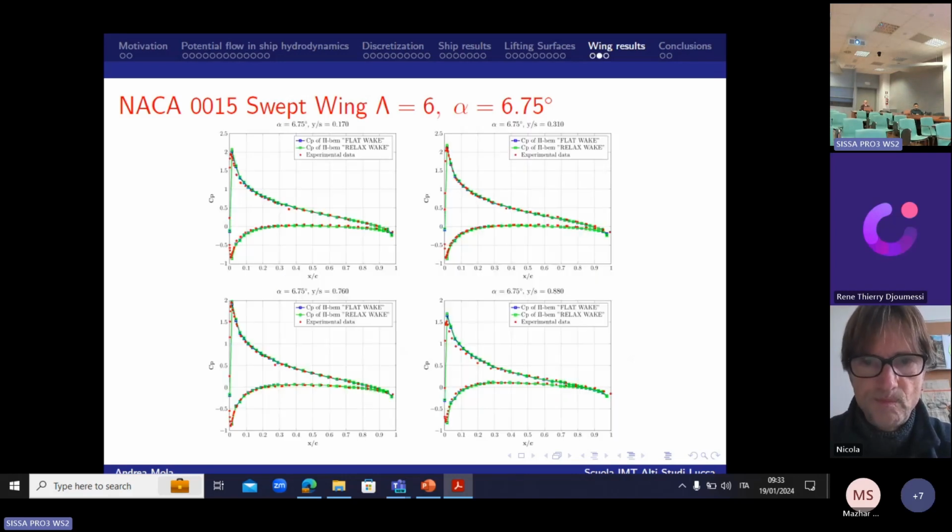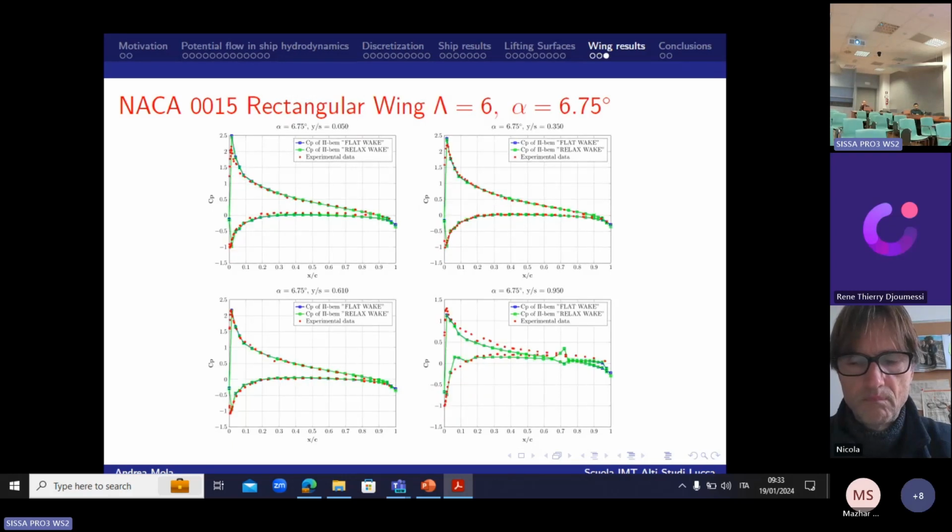And again, we show a comparison with the experimental results for the wing that you have seen before. Again, this model works very well when discretization is carried out properly, and we're sitting pretty much on top of experimental data. This is the same kind of comparison, but on a rectangular wing.